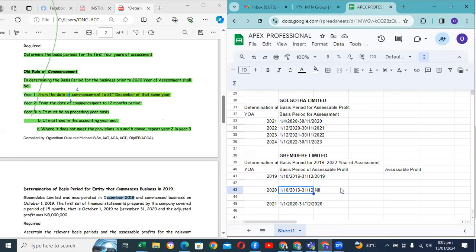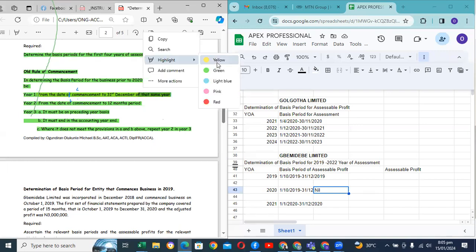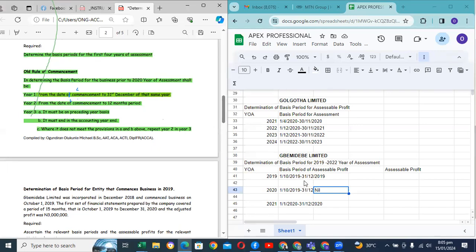Do we understand the basis period, everyone? Sir, please come again. Why is our year of assessment 2019 instead of 2020? Because the old rule says the first year of assessment will be on actual year basis, the actual basis of that same year.